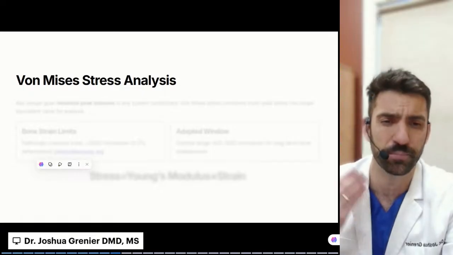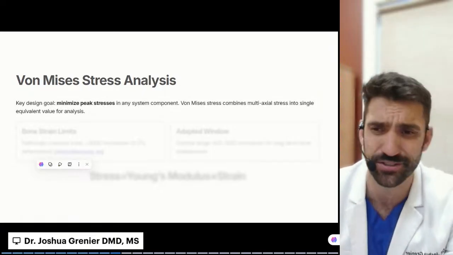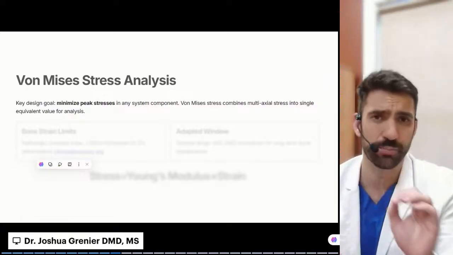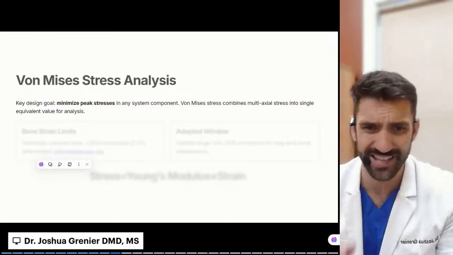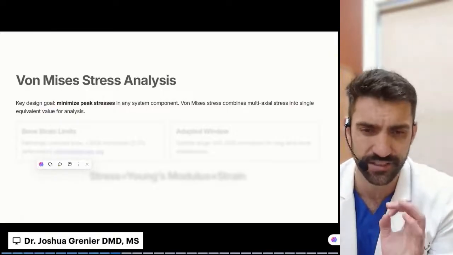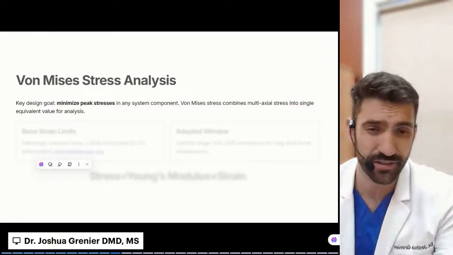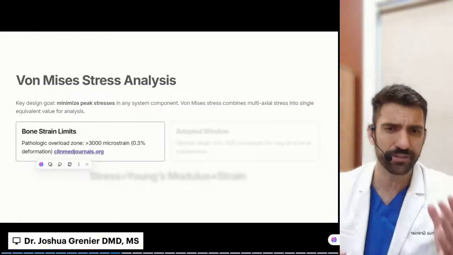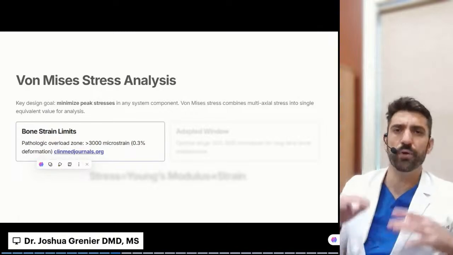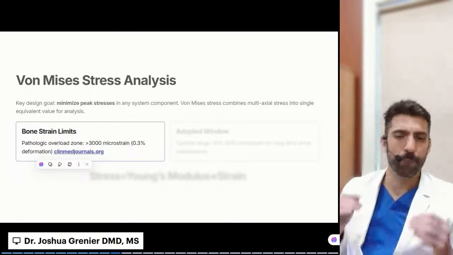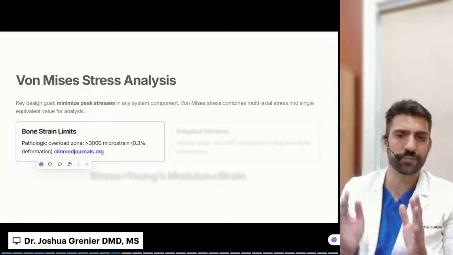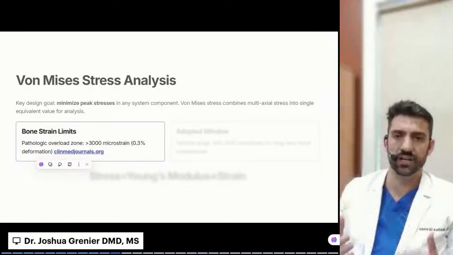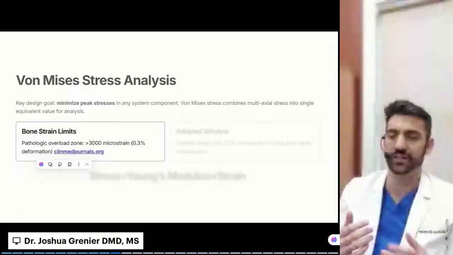Well, one way is a predictive model called von Mises stress analysis, which is essentially a weighted average of every type of motion in a three-dimensional space, how much stress that given prosthetic or whatever you're examining is actually undergoing. And when you talk about stress, you also talk about strain. In bone strain, we talk about microstrain units, so 0.3% deformation. Any more than that repeatedly is going to cause damage and bone loss, cratering, and stuff like that.